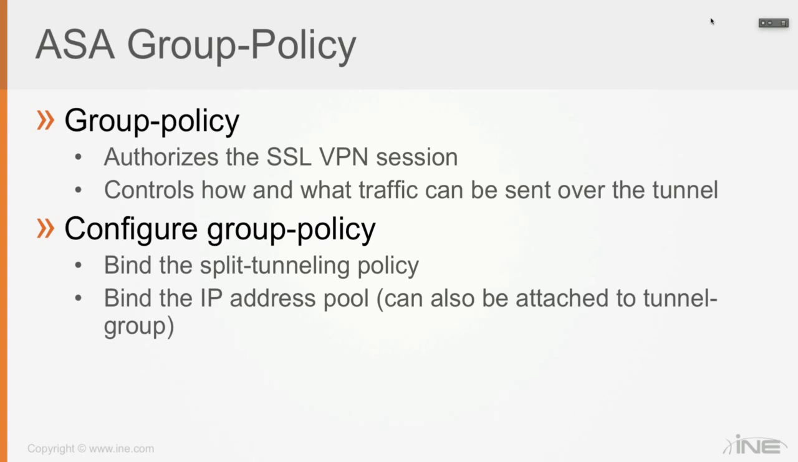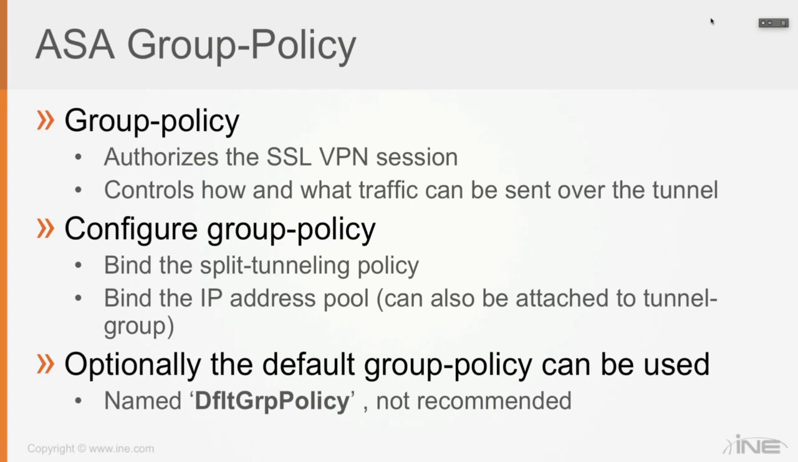But the address pool can also be attached to the tunnel group. It's not a discussion, it depends on the design and what you want to achieve. In some cases, it's good to put it under the tunnel group, in some cases under the group policy. So the IP address pool, assuming, of course, you use a local pool to assign addresses to AnyConnect clients. Now, optionally, the default group policy, which is named DfltGrpPolicy, can be used. It is not recommended. We speak in more detail about this in the CCNP class.